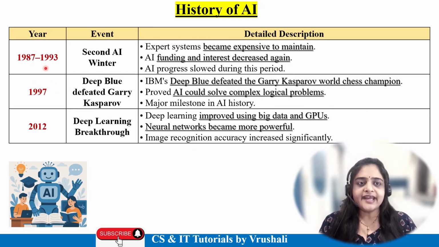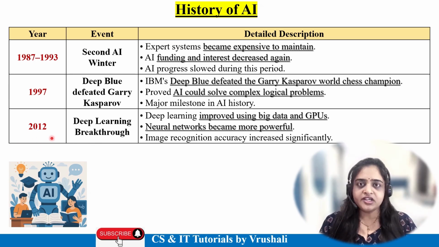Now after that, from 1987 to 1993, this era is called the second AI winter, where researchers tried to build AI systems, but AI progress was slow during this period because expert systems became expensive to maintain, and AI funding and interest decreased again. After that, in 1997, IBM developed the Deep Blue system, and this system defeated Garry Kasparov, the world chess champion. That's why this is a major milestone in AI history. An AI system defeated a human, right? This proved that AI could solve complex and logical problems.